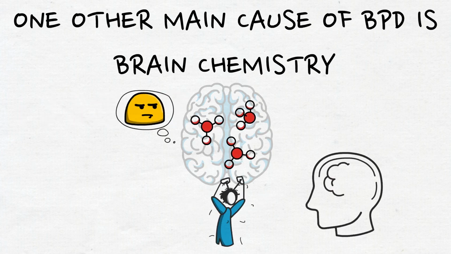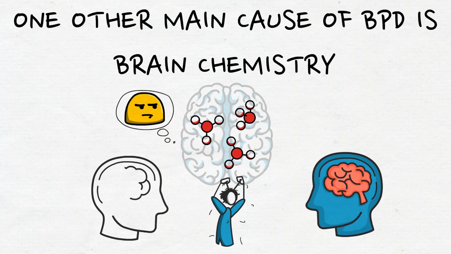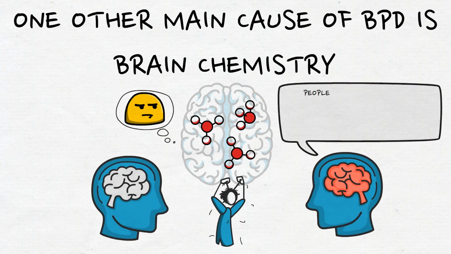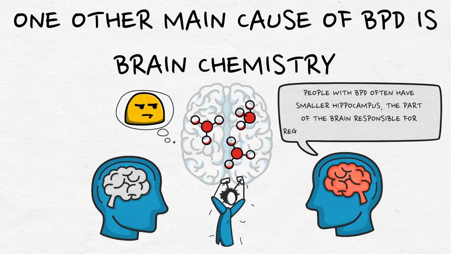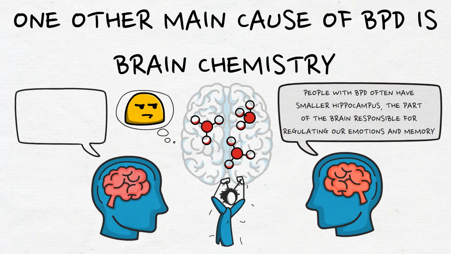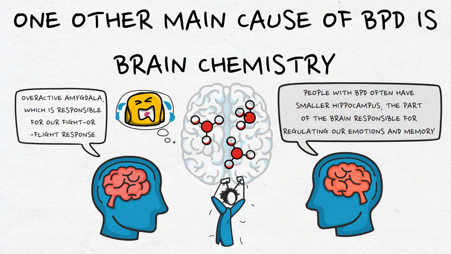People with BPD often have a different brain structure and function compared to those without the disorder. They have a smaller hippocampus, which is the part of the brain responsible for regulating our emotions and memory. People with BPD may also have an overactive amygdala, which is responsible for our fight or flight response. This leads to heightened emotions and impulsive behavior.